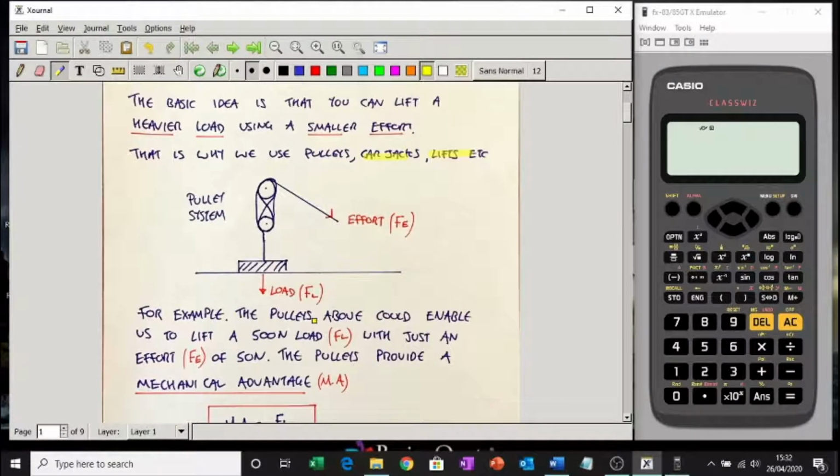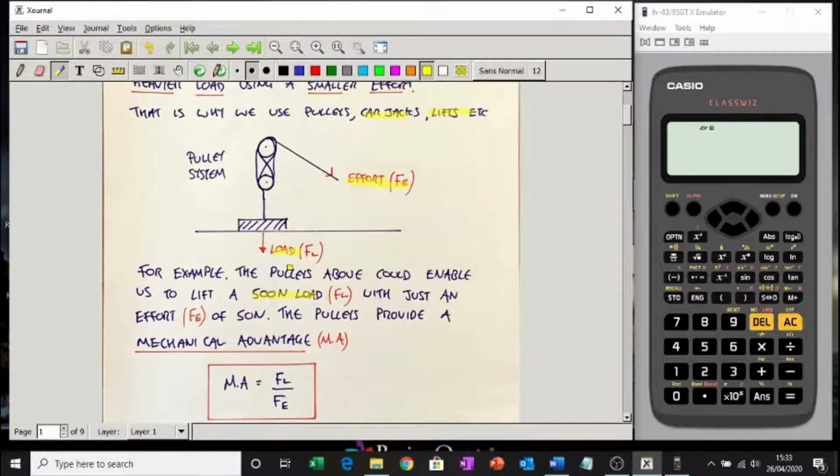So for example, the pulley above could enable us to lift a 500 Newton load. So this here could be a 500 Newton load. Normally we wouldn't be able to lift that perhaps. So the effort that we produce would be a lot less than 500, it could be 50. So the way we would set up the pulleys or this lifting machine, we could put in an effort of 50 newtons and we could lift 10 times as much. That's the mechanical advantage. That's the reason why we use machines.